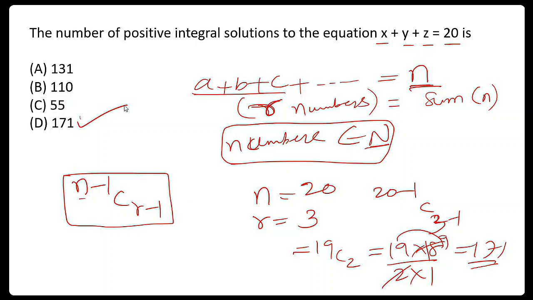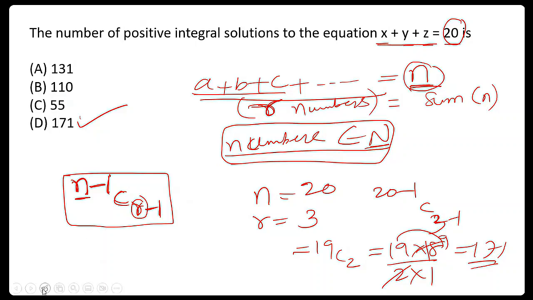All those who responded 171, you guys are absolutely right. So that's the answer. So here is the concept. When you're adding r numbers to get a sum n, where numbers are natural numbers, then the number of combinations is n minus 1 C r minus 1. Here n is the sum you are expecting, in this question 20. r is how many numbers you are adding, in this question you are adding 3 numbers.